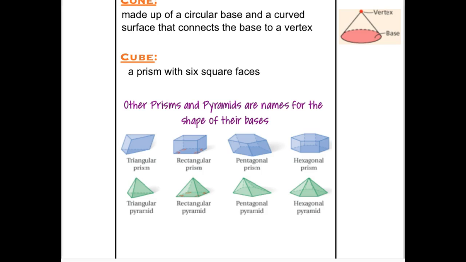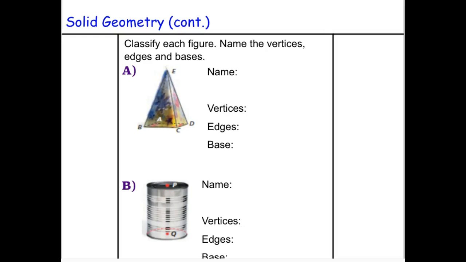All right, now let's look into some of the work. So the first thing we got to be able to do is classify the figure and then name its vertices, edges, and bases. We look at this first one. I recognize this as triangular faces, so it is a pyramid. That base right here is a rectangle. We don't know if it's a square or not, so we're going to go with rectangle. So this would be a rectangular pyramid. If you haven't figured it out yet, yes, today is going to be a lot of writing.